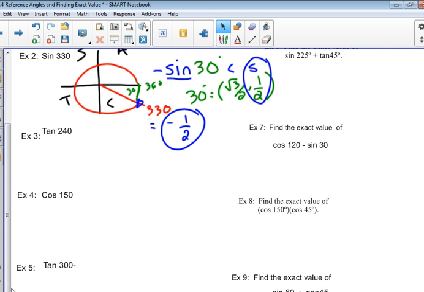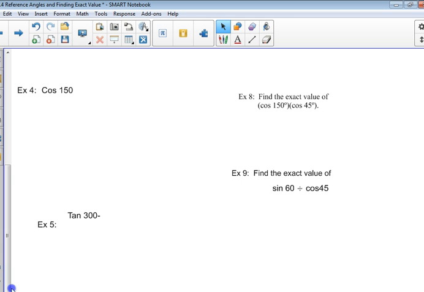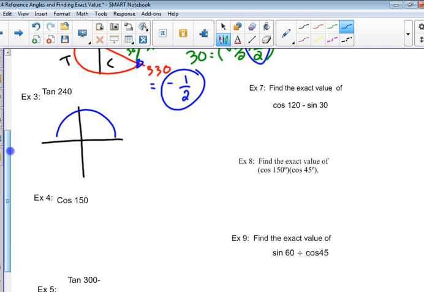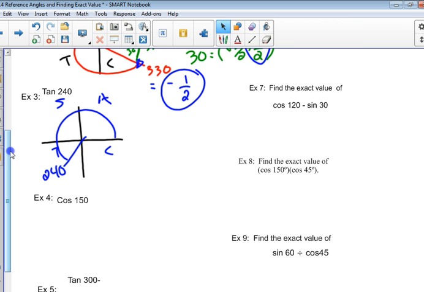I'm going to do one more with you guys, then you try 4 and 5. Now, tangents are always a little more work sometimes. Okay, all right, 240. Way over here. Here's my 240. Here's my big ASTC. So it's positive. Yeah, nice. Because we're talking about tangent and we're in the T quadrant, we know it's going to be positive. If you want to write the positive, you can remind yourself, but do you ever see a positive written? No. So it's up to you.